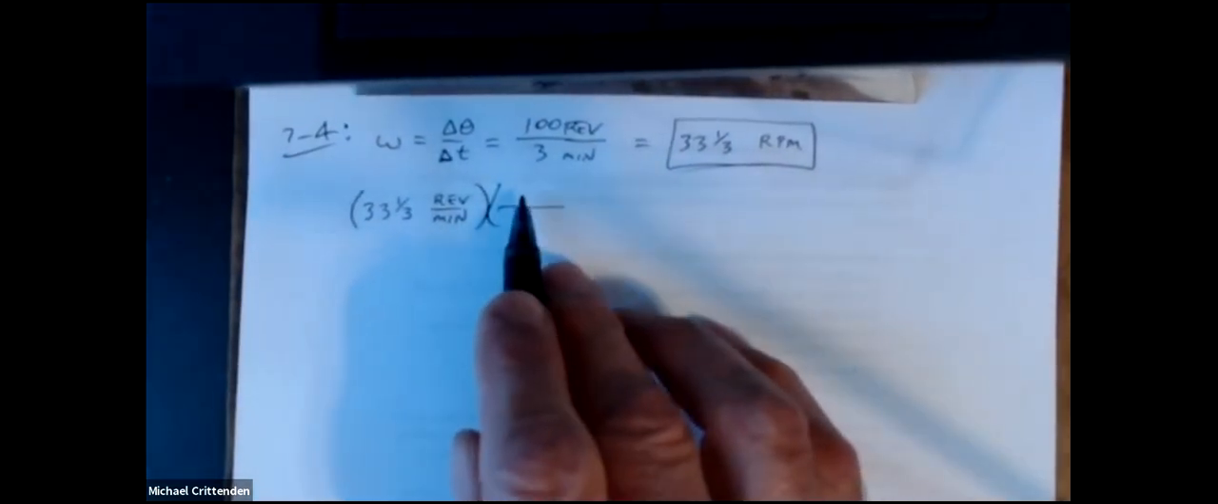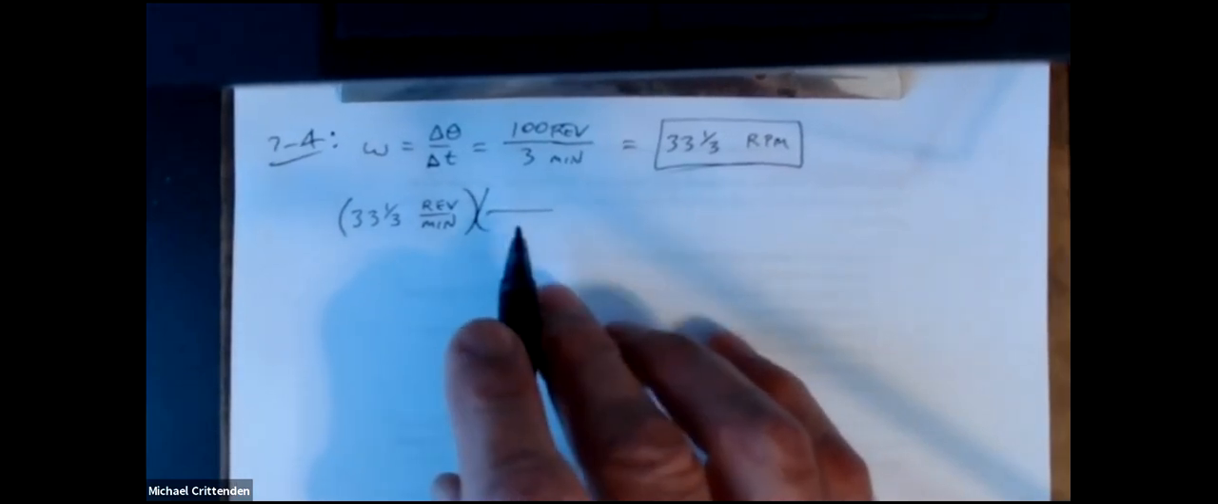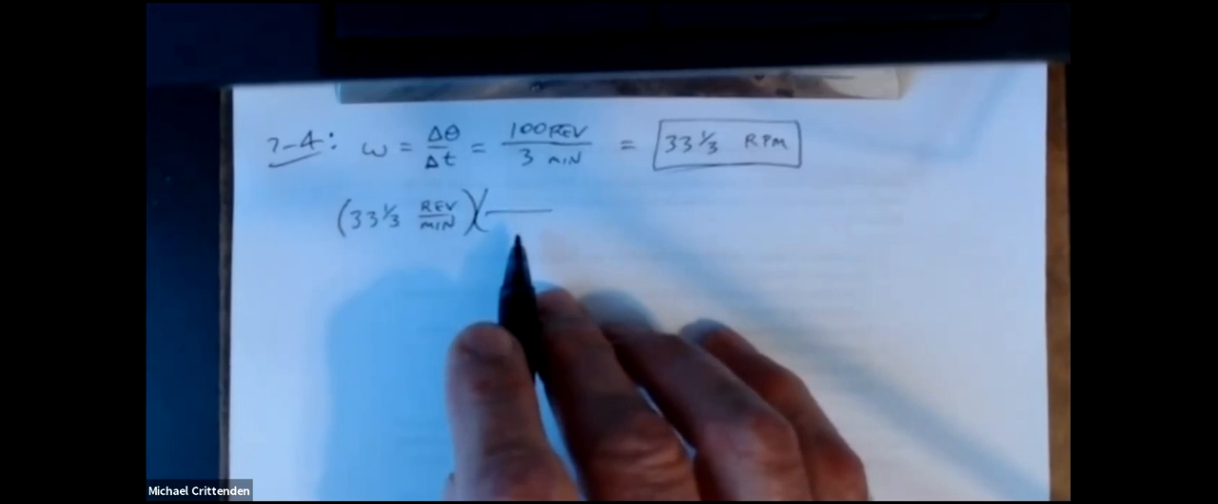Better to write revolutions divided by minutes. If you just abbreviate it with RPMs, that is going to be very unhelpful in what you need to do next. So multiply by a fraction where the top equals the bottom, and you need to set that up so that the unwanted units cancel out.